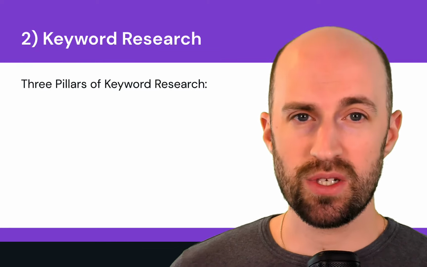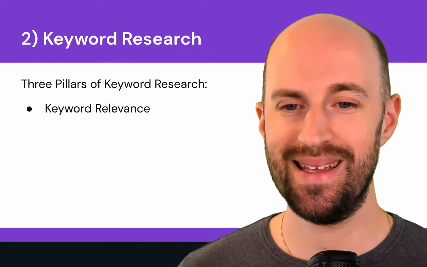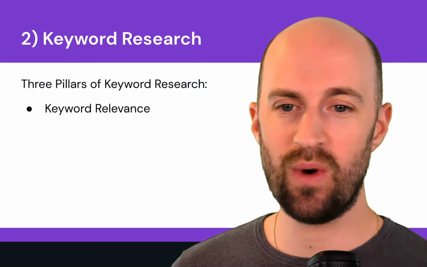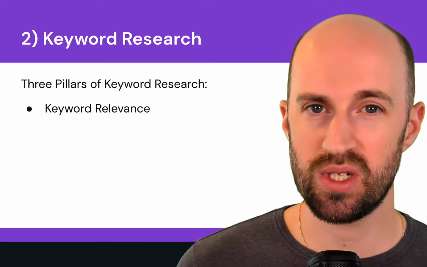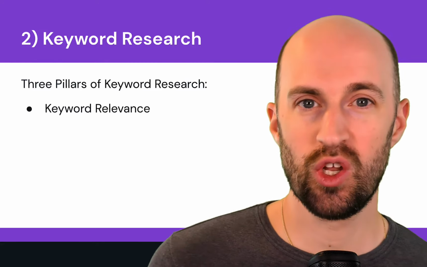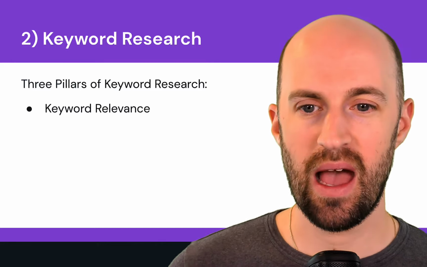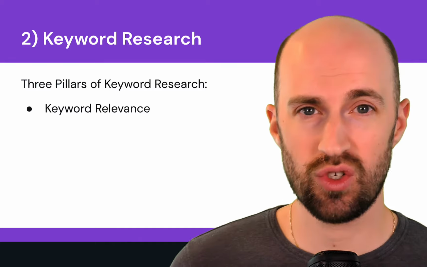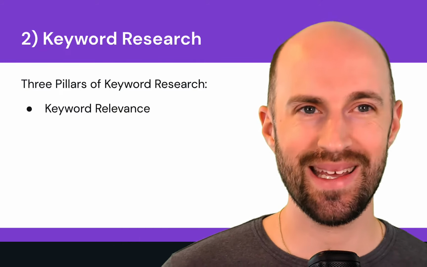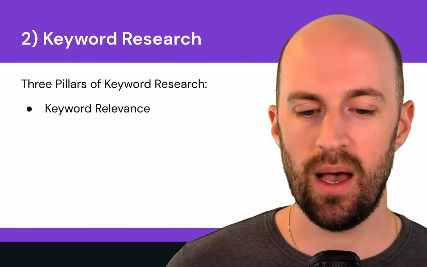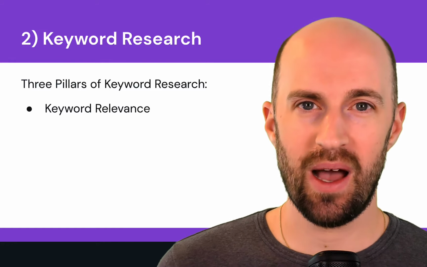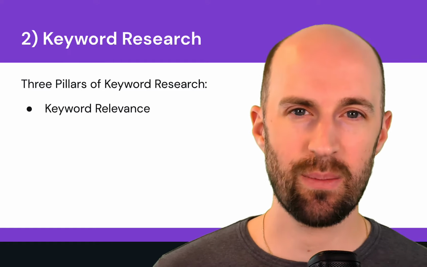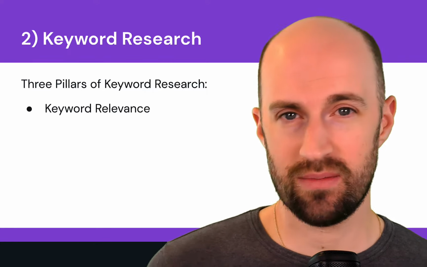So there are 3 pillars of keyword research. The first one is keyword relevance. Basically, keyword relevance is how closely related that search term is to the search intent. How relevant is it to your industry, to your market, to your product? Whatever it is that you're trying to create, or the topic behind it, how relevant is the keyword to that? So it means different things depending on what it is that you're writing about.